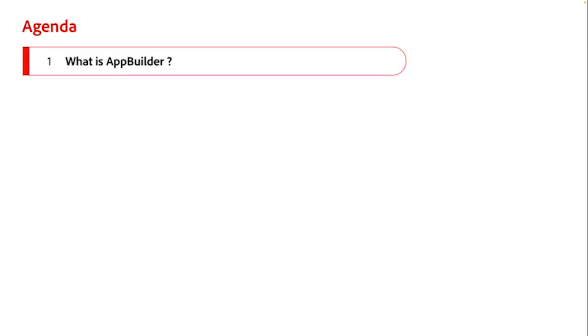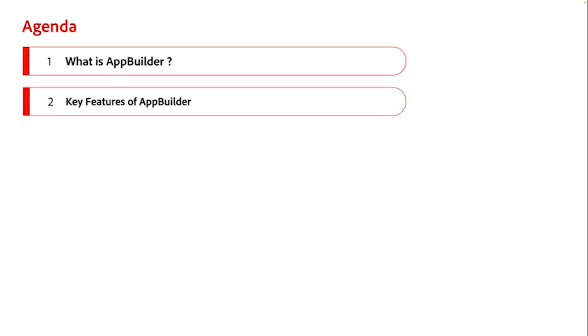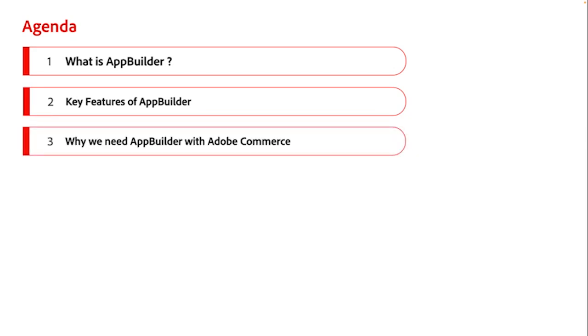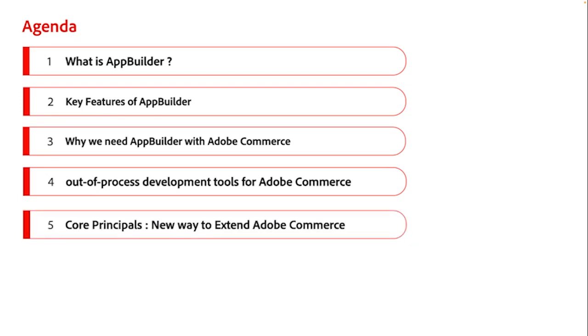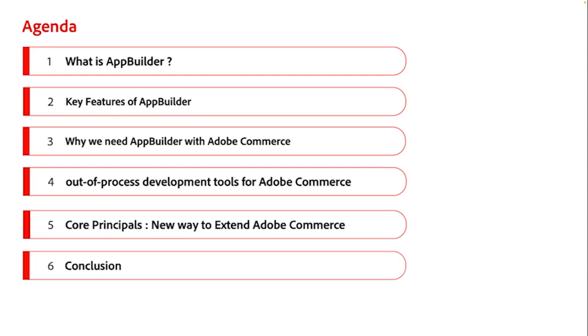In this video, we are going to discuss what is App Builder, the key features of App Builder, why we need App Builder with Adobe Commerce, out-of-process development tools for Adobe Commerce, core principles, the new way to extend Adobe Commerce, and the conclusion. So at the end of this video, you will have a basic idea of App Builder and understand the role of App Builder in Adobe Commerce.